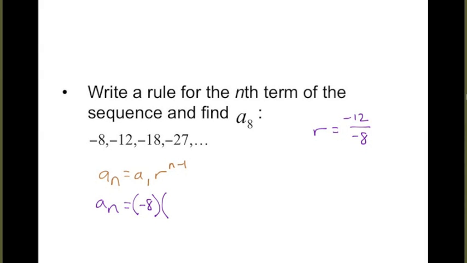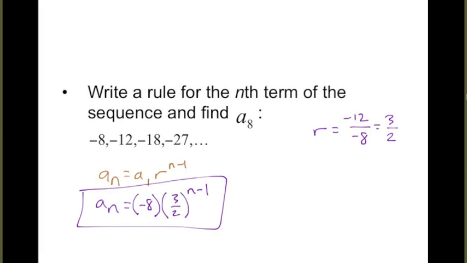Or any pair of terms that are next to each other. So I could do 12 divided by 8, or I could do 18 divided by 12, or 27 divided by 18. But take 2 terms that are side by side and divide the later one by the earlier one. Those both reduce by 4 to leave 3 halves. So that's our ratio. We're multiplying by 3 halves here.